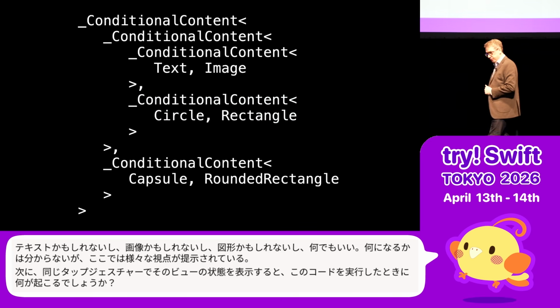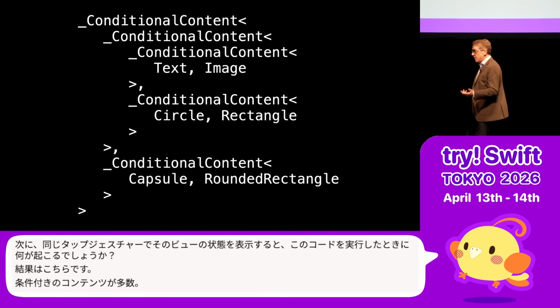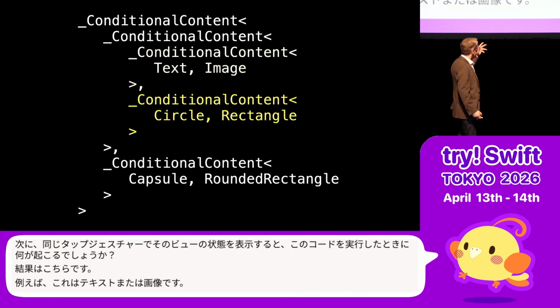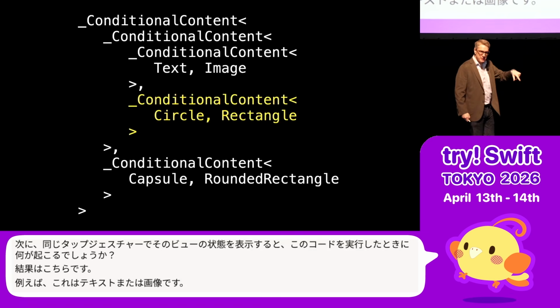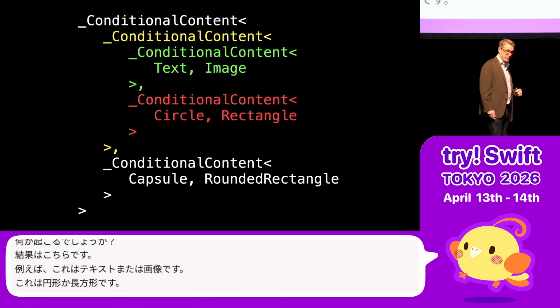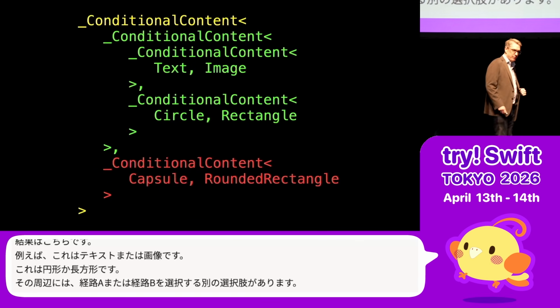Here's the result. A whole bunch of conditional contents. This one here, for example, is it a text or an image? This one here, is it a circle or a rectangle? Around that's another one which chooses path A or path B. And around that's another one that chooses path A or path B.